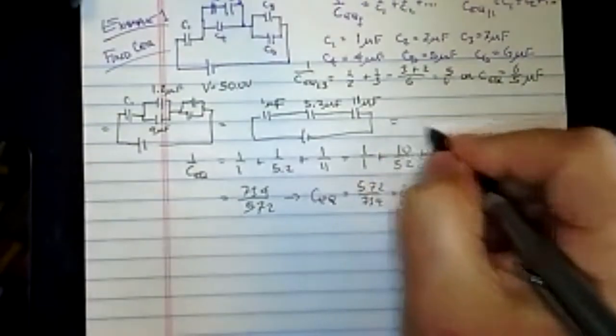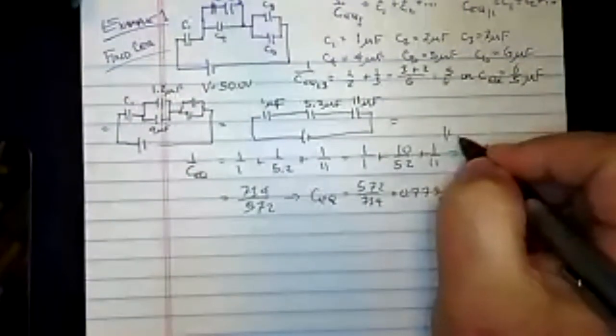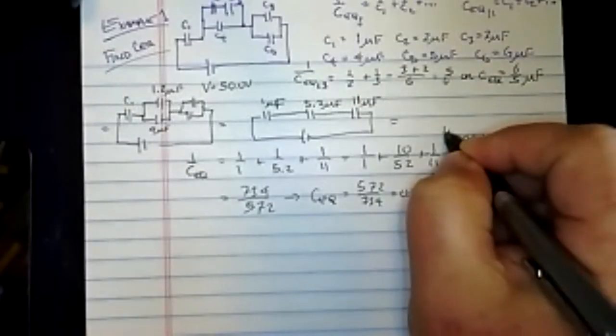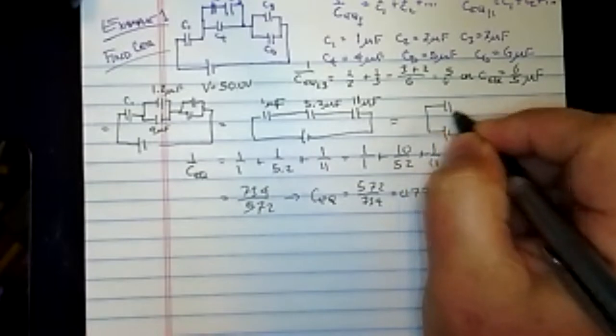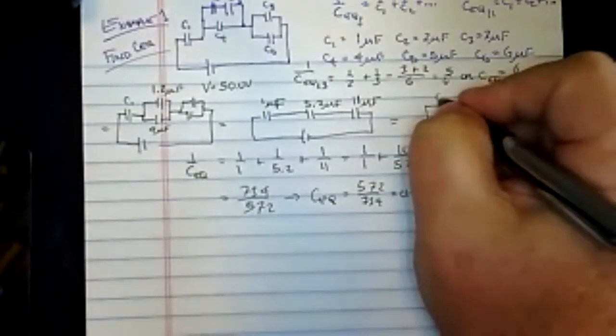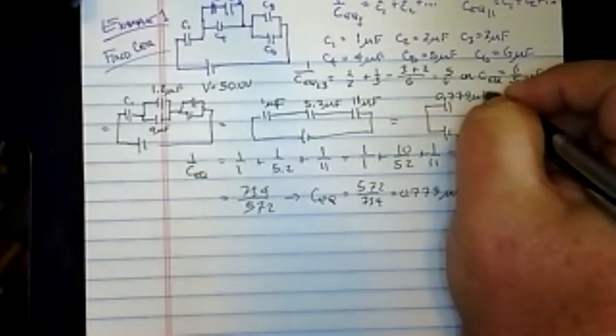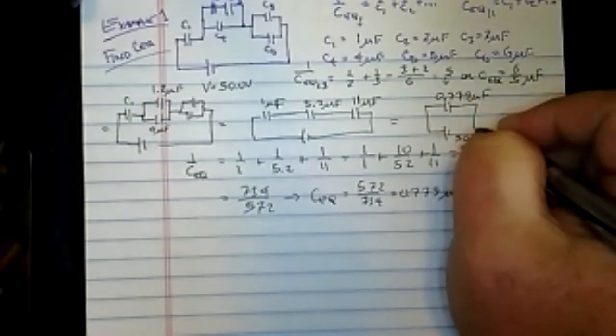So what that means is I can write this with 50 volts opposite a single capacitor that has a 0.779 microfarad capacitance. So this circuit is exactly equivalent to that one.